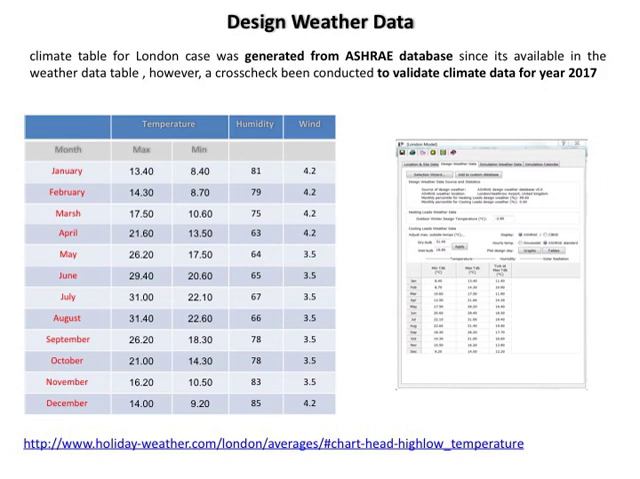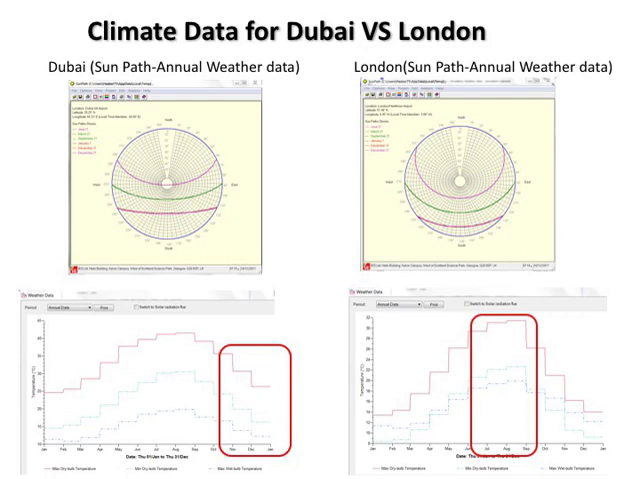The climate table for the London case was generated from the ASHRAE database. However, we validated it through the Heathrow Airport climate data. According to the application, we generated climate data and checked it again for Dubai versus London, to check the coldest months for Dubai as well as the warmest months for London.